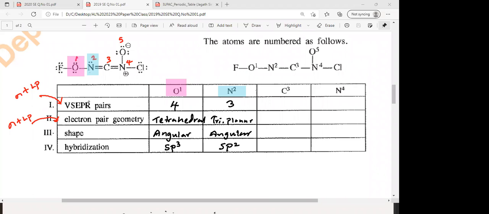So let's see your answers. Tisat, correct. Tisat, one mistake. Molecular geometry is not trigonal pyramidal, no? It's angular, right? Trigonal pyramidal means what? There must be 3 sigma bonds. Tisat, okay, so that you have to correct.